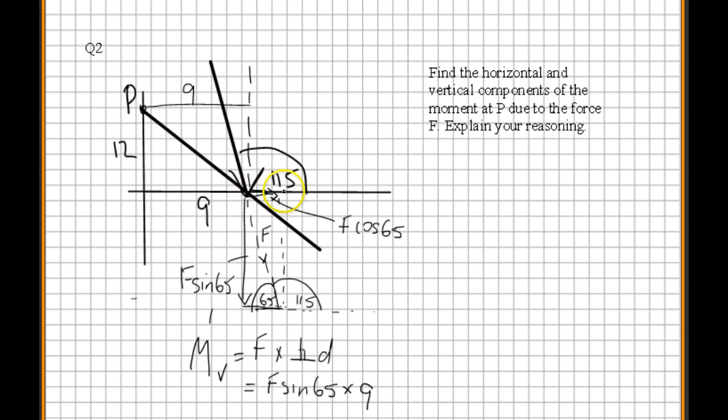Similarly, this horizontal component has its line of action along this horizontal line here, and it has a perpendicular going back to the pivot point, which is of length 12. So the moment for the horizontal component is equal to force times perpendicular distance. So the force is F cos 65, and the perpendicular distance for this force is 12. So there you have it, the vertical and the horizontal components for this force here.